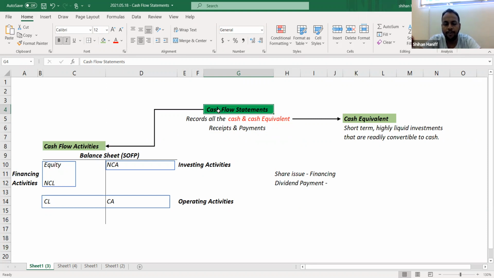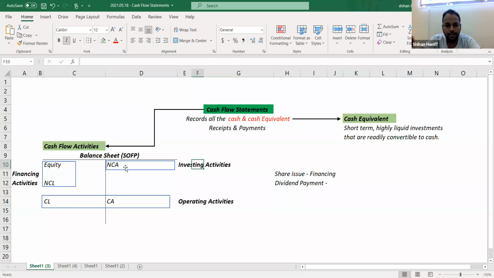In financial statements, we have statement of comprehensive income, statement of financial position, changes in equity, cash flow statement, and the notes. This has not only the cash, we show the cash equivalent as well. Cash equivalent means the short-term, highly liquid investment, very short-term, mostly less than 3 months. Right? So mainly the cash flow statement will be prepared to show 3 types of activities.